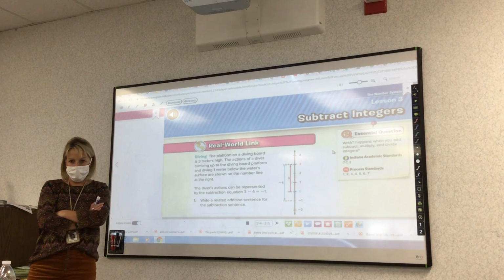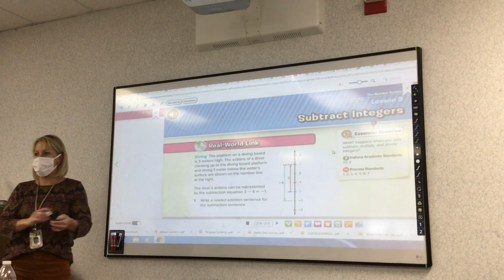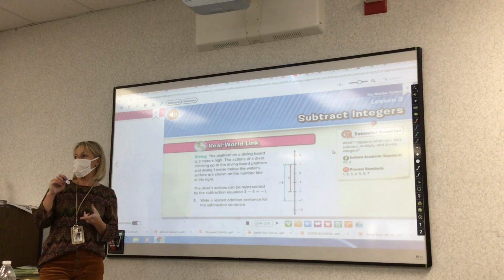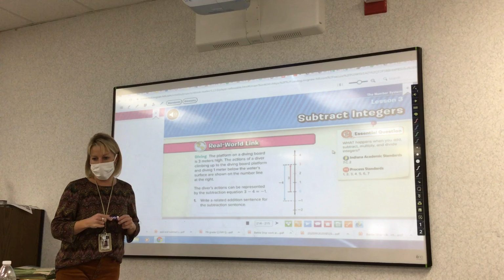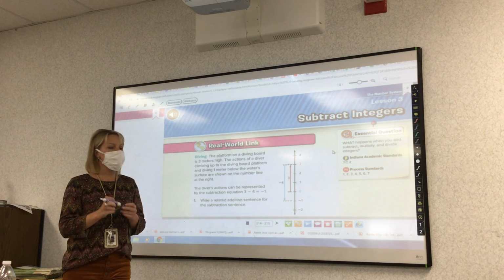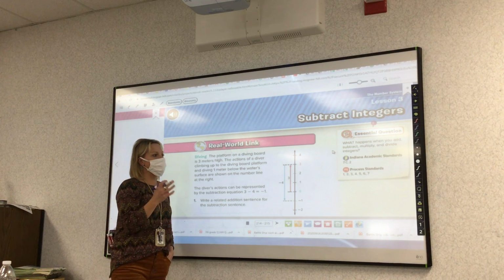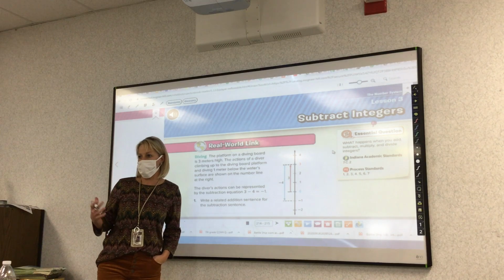Adding integers. Today is all about subtracting integers. We've introduced you to subtracting integers through notes, and we did a number line activity on Friday. We also did the counter activity yesterday. Today we're just going to basically be focusing on the rule. What is it that we say when you subtract integers?